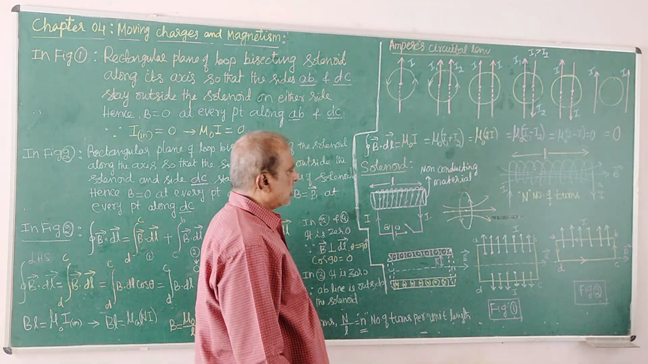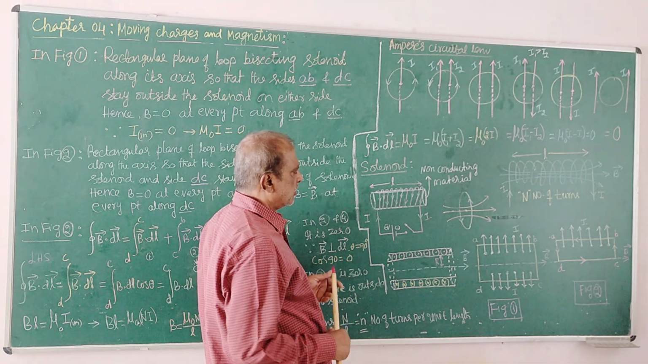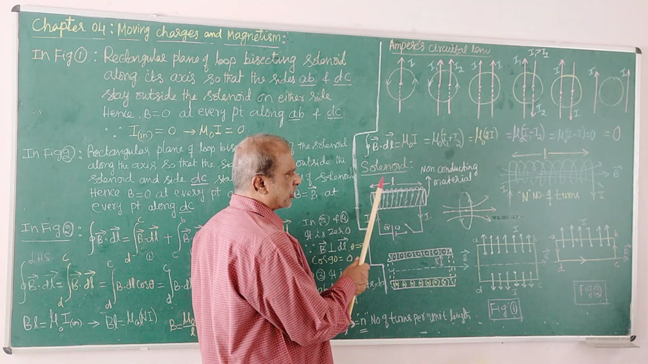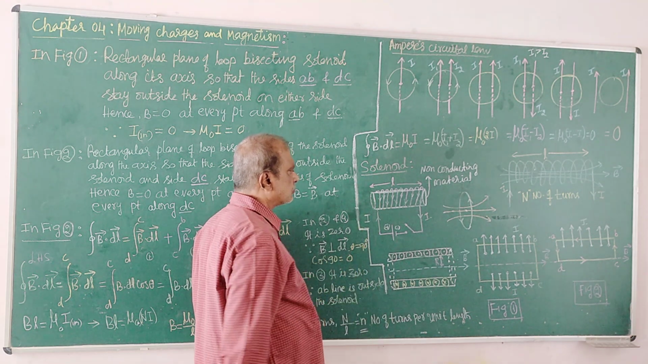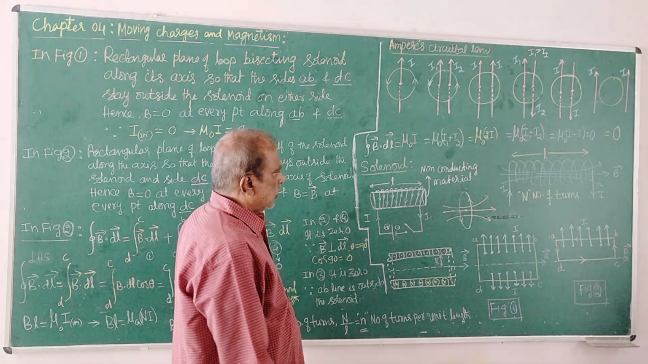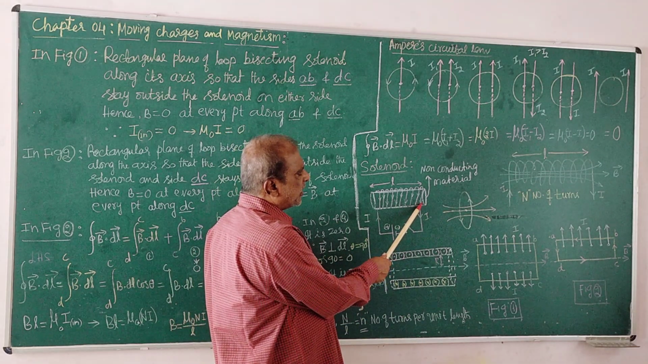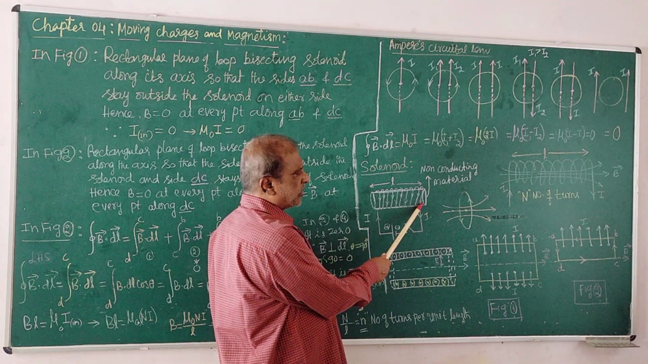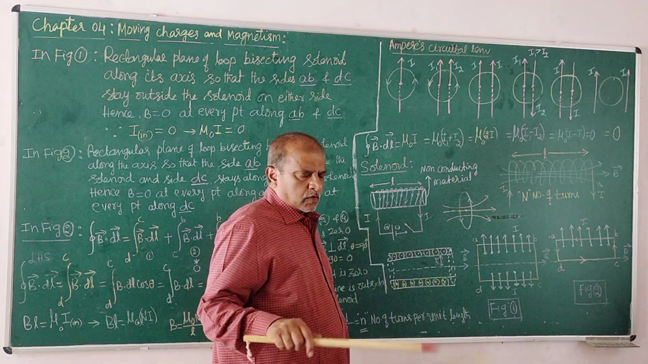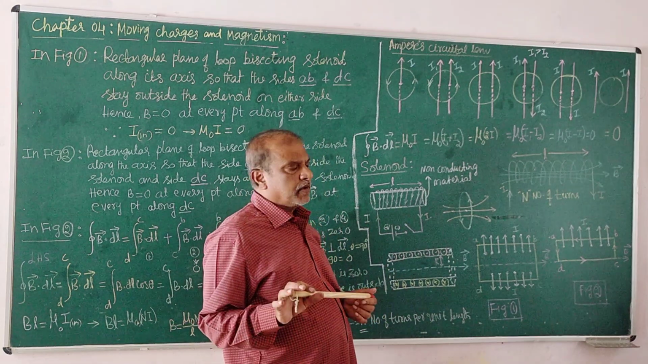Let us understand another configuration of the conductor. Here is an electrical conductor of some configuration. What is this configuration? In the diagram, you have a cylindrical shaped material, which must be a non-conducting material.